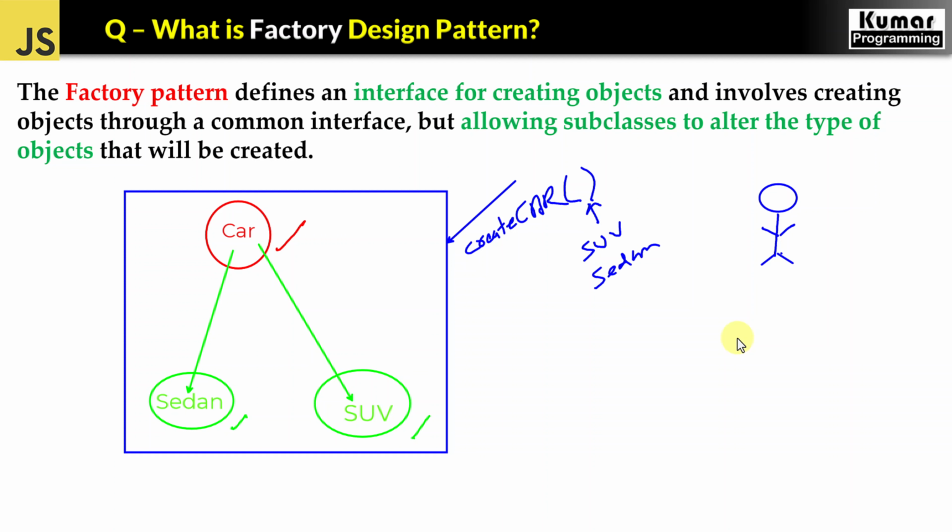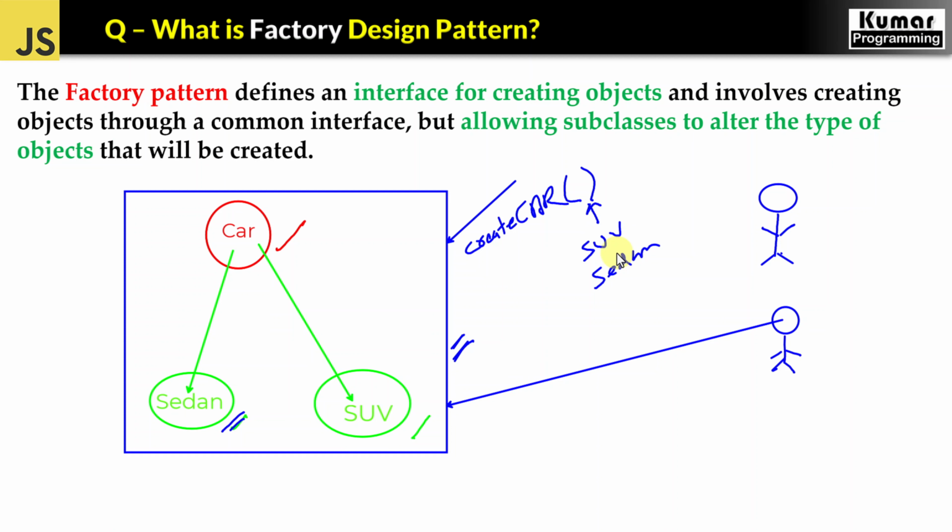Okay, and suppose that tomorrow one more client comes and says he needs a sedan car. He's not going to communicate directly with the sedan car; he's going to communicate with this factory class by passing a parameter as sedan, so it will return an object of the sedan class. So in this pattern, rather than communicating directly with the class, the client needs to communicate with a common interface which is responsible for creating the objects. So this pattern is known as the factory design pattern. It will be more clear once we have our practical demonstration.